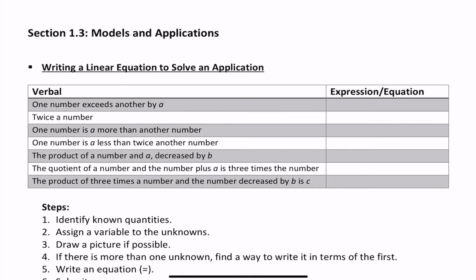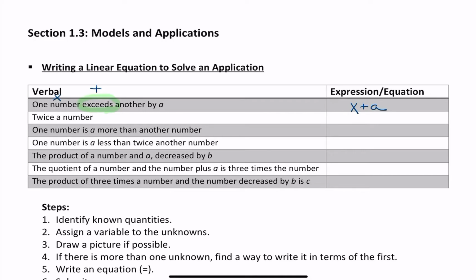So in this first one, it says one number exceeds another by A. Well, first of all, exceeds means it's more than or goes above. Well, that should tell you that we're going to be adding here. And then it says one number. We don't know what that number is, so we're going to assign a variable to it. So we're going to just call it X. You could call it Y or B or any variable. And so it says one number exceeds another by A. You're going to have X plus A.